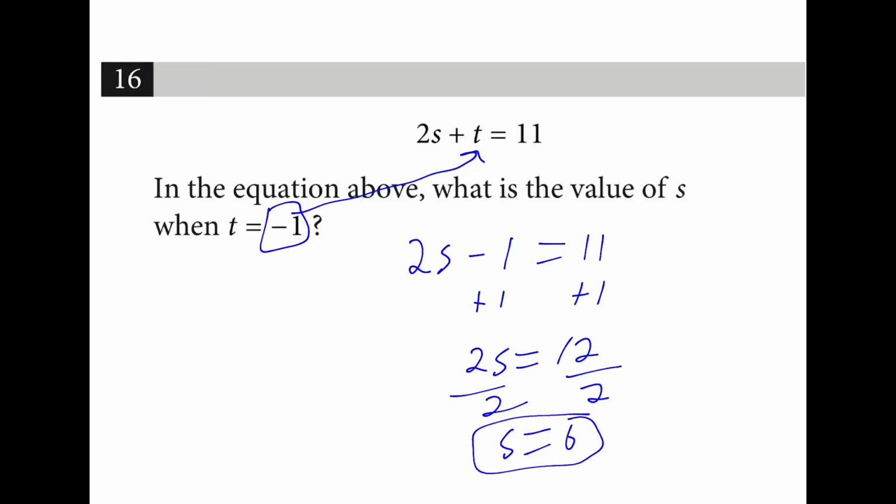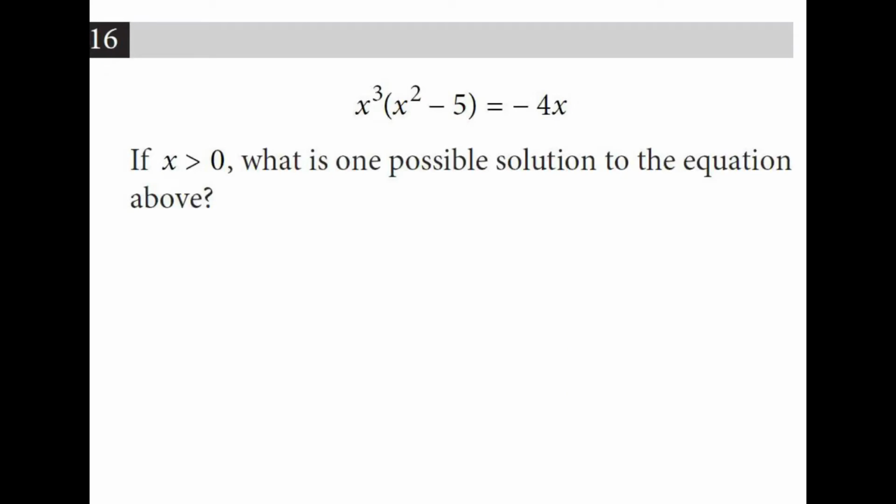There's our answer. If x is greater than 0, what is one possible solution to the equation above? When they're looking for one possible solution, sometimes guessing and checking can be a great method. If x is greater than 0, let's try some numbers like 1 or 2 or 3, just small numbers that fit, and see what works.